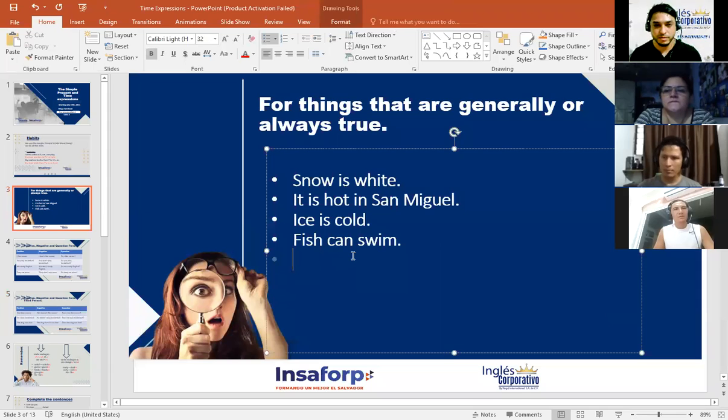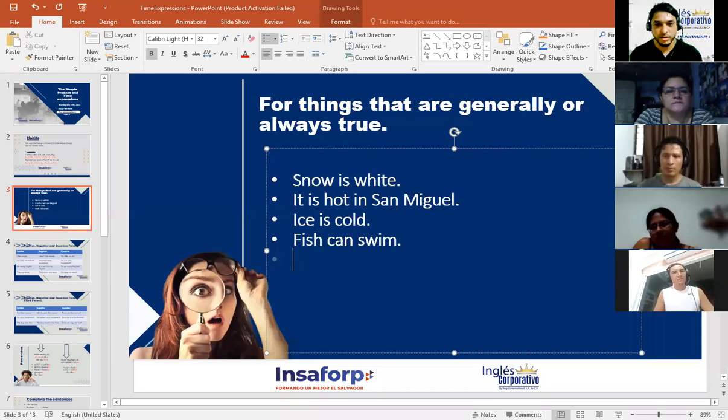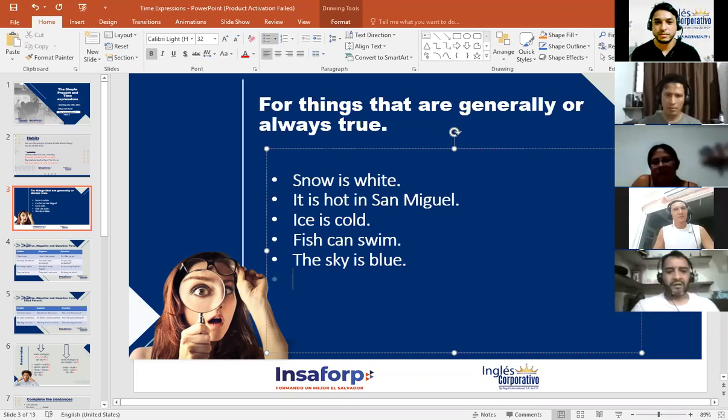The sky is blue. Okay, that is maybe true. Sometimes it's gray, but most of the time it's blue. But that is true. Another one, please. Someone different. The tree is green. Okay, nice. And another one.